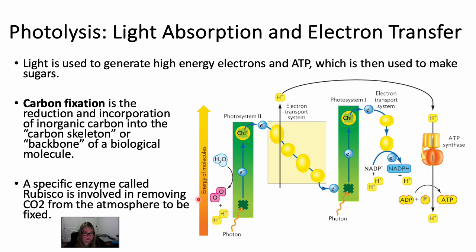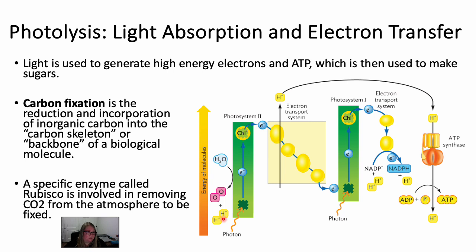Okay, so what's going to happen is we're going to have our chlorophyll. It's going to capture light energy. That light energy is going to split water. So we're going to get oxygen gas as our waste product. And we're going to get 2 high energy electrons from each water molecule.